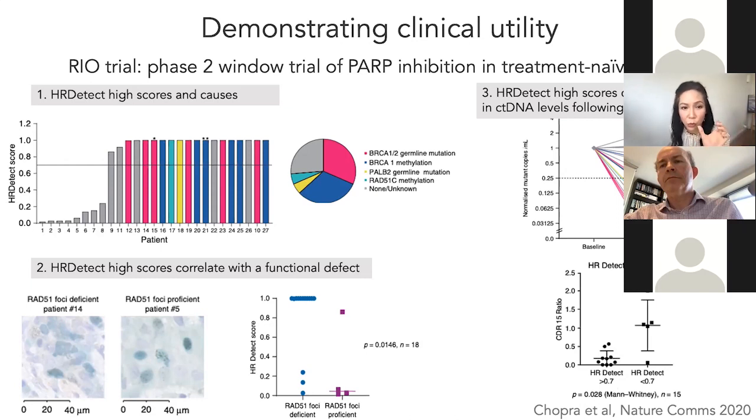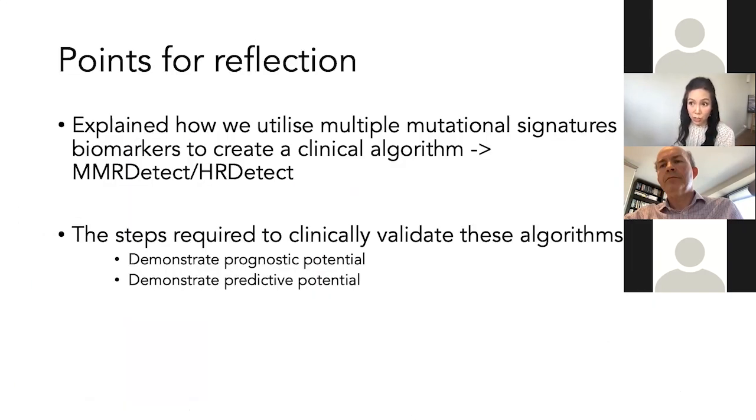So in this study, we show that HR detect high scores have a functional HR defect, and this correlates with activity to PARP inhibitors, rucaparib, in triple-negative breast cancer, opening doors to exploring applications of this signature-based biomarker as a stratification tool in randomized controlled trials going forward. So we've demonstrated that we can use mutational signatures, apply machine learning methods, create algorithms, but there's a huge amount of work that goes into demonstrating clinical utility, which is to demonstrate prognostic potential and predictive potential as well.